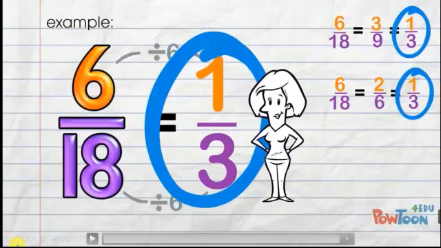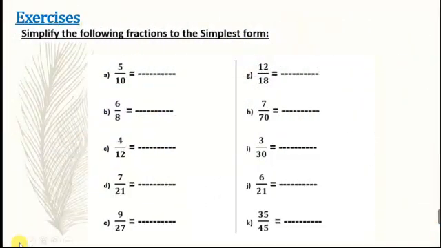Let's see another example. Simplify the following fractions to the simplest form. Again, when we see simplify, we are going to think of division only. Okay, 5 and 10. 5 and 10 in table what? In table 5. So I'm going to divide by 5. 5 divided by 5 equals 1 and 10 divided by 5 equals 2. So we got 1/2.